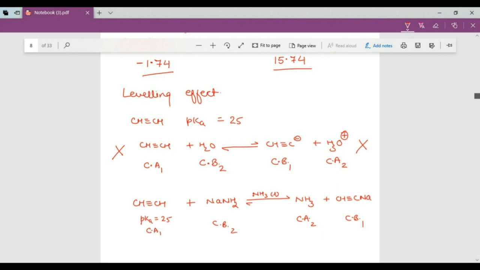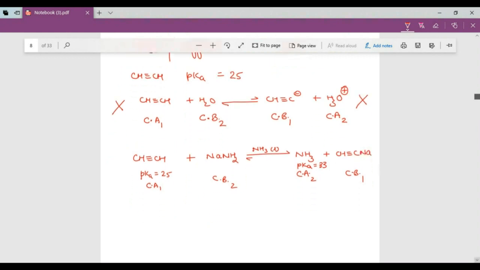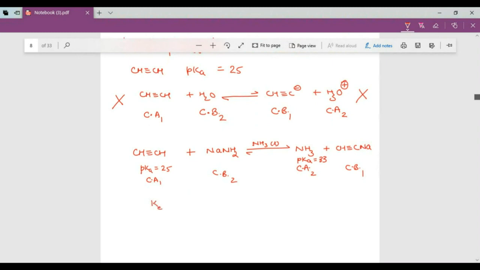The pKa of acetylene is 25 and the pKa of ammonia as an acid is 33. So if I want to predict the K equilibrium of this reaction, it is Ka of acetylene upon Ka of ammonia. pKa values I have, so I'll write it is going to be 10 to the power minus 25 upon 10 to the power minus 33.